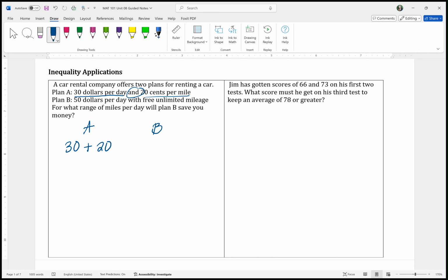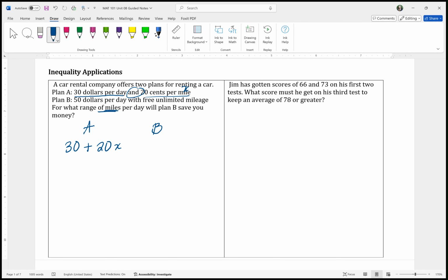Now real quick, what was this even asking for? It's asking for what range of miles. The per day part is just standard, because all of this is based off per day. So we are trying to figure out what miles. When we're talking about miles, that becomes our X. So 20 cents per mile is going to be 20 cents per X.